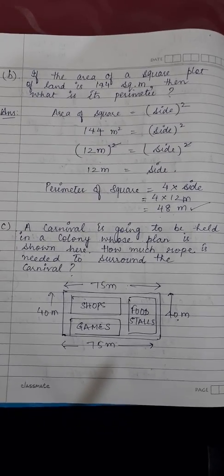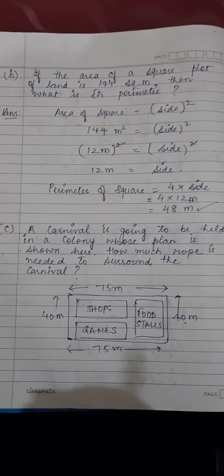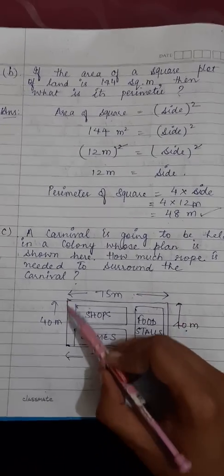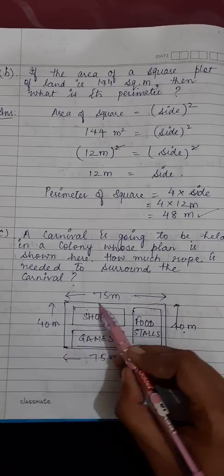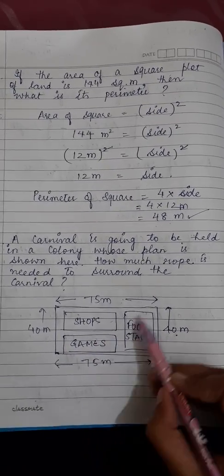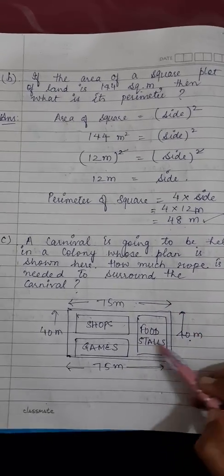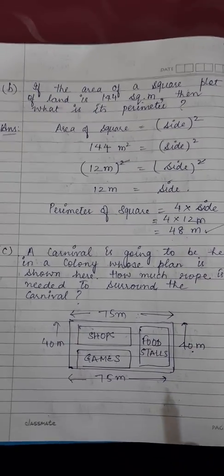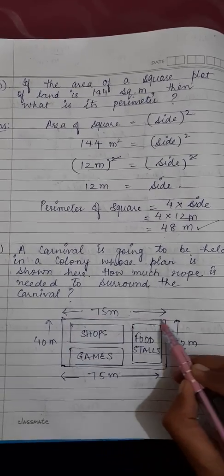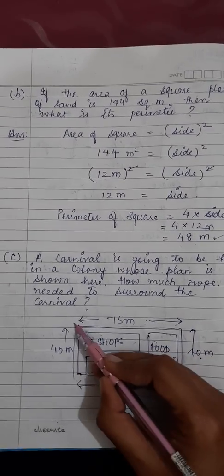C part is, a carnival is going to be held in a colony whose plan is shown here. Now there is going to be a carnival, and in that carnival, this is the park. For example, this much area is required for the shops, this much area will be required for the games, and here food stalls will be there. And these are the dimensions of that park. You have to find how much rope is required. Now they are going to surround this carnival with the help of the rope, like this here.